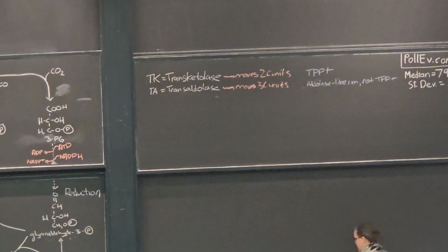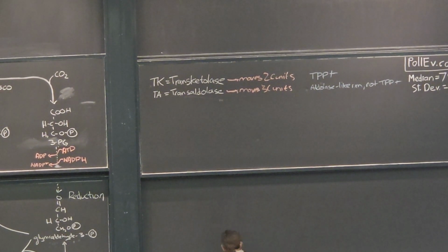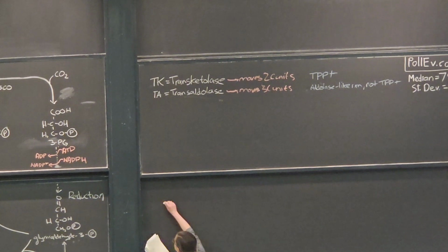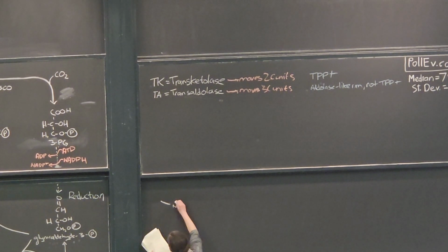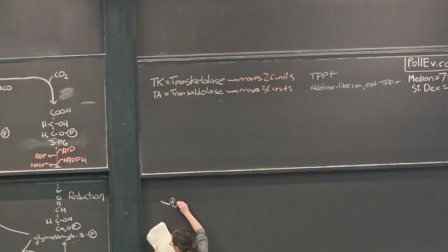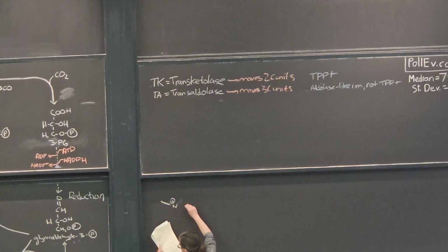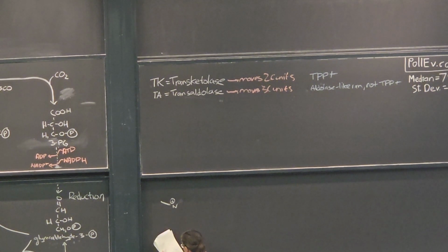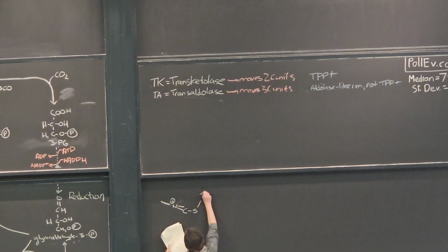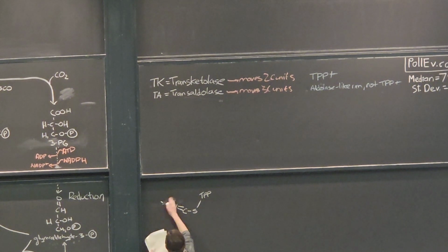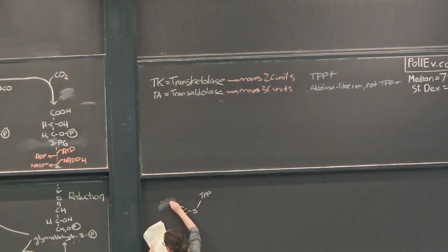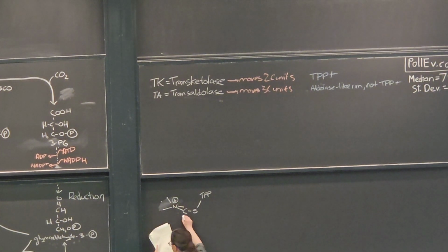I think I want to pull forward. So I'm going to start by drawing the active form of TPP, or a piece of the active form of TPP in the active site of this enzyme, okay? This has to have a negative charge.